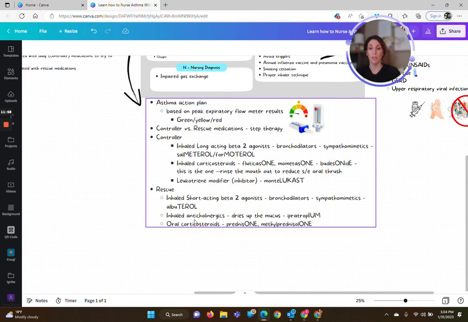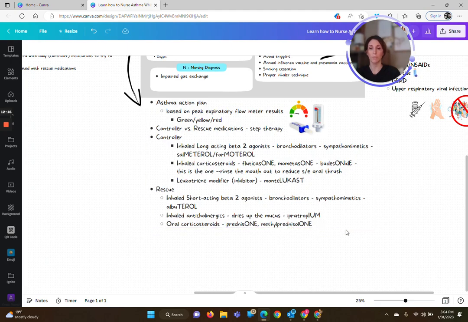And then we have inhaled anticholinergics, and anticholinergics dry up mucus, and they end in -ium. So ipratropium is one, tiotropium is another one. And then oral corticosteroids, and steroids end in O-N-E. So prednisone and methylprednisolone, those are common ones that we use.